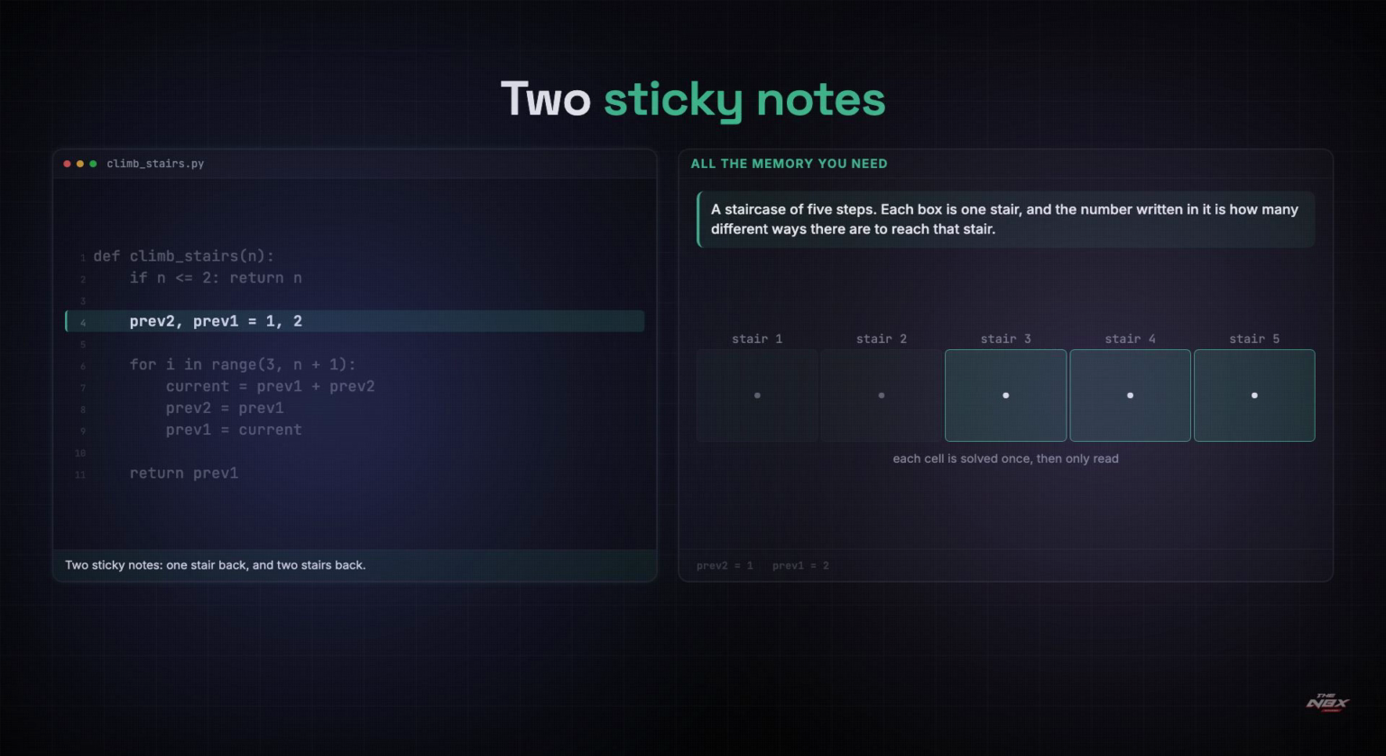Previous 2 equals 1 and previous 1 equals 2, and those are 2 sticky notes. Previous 2 remembers the stair 2 below, and previous 1 remembers the stair 1 below. Why 2 notes and not a whole table? Because the recurrence never looks back further than 2 places, so anything older can be thrown away. Most people write this with a full array first, which is fine, but noticing you need only 2 variables is what drops the space to constant.